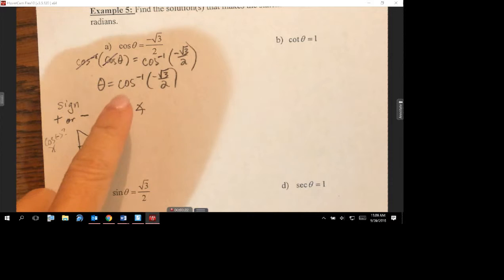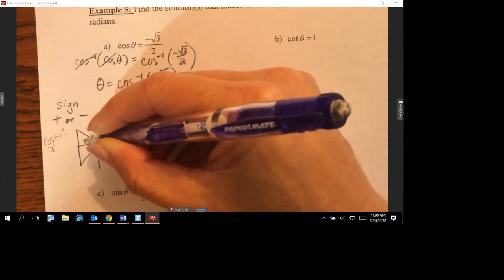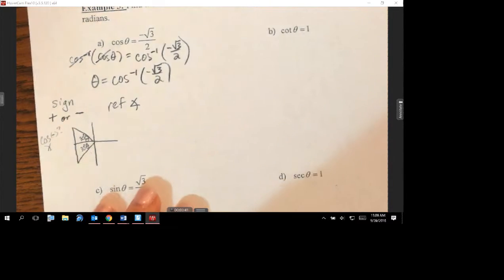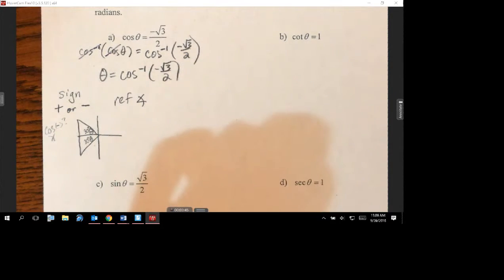The next thing I think about is the reference angle. When is cosine radical 3 over 2? 60 degrees? No. 30 degrees. Cosine is radical 3 over 2 in a 30-degree angle. So I know that both of these reference angles are 30 degrees. I did my sign, and I found my reference angles.